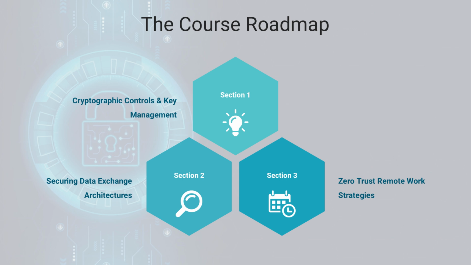Section 2, we're going to move into securing data exchange architectures. And that's about how data moves between different systems, how secure exchange infrastructure is designed, and how DLP controls really help prevent unauthorized data movement. Finally, in Section 3, we're going to cover zero trust remote work strategies. This section is going to focus on remote access, especially since 2020 has been so popular. We're going to cover things like identity controls, multi-factor authentication, client device security, and monitoring remote connection posture.